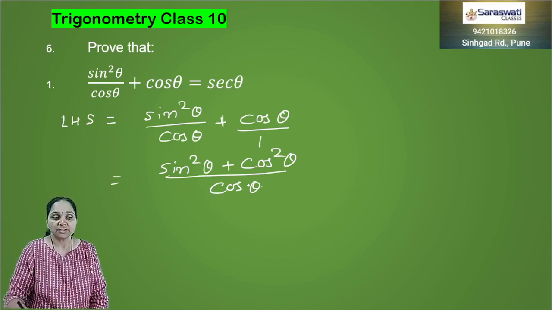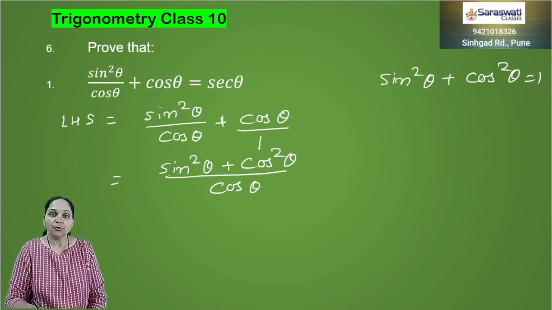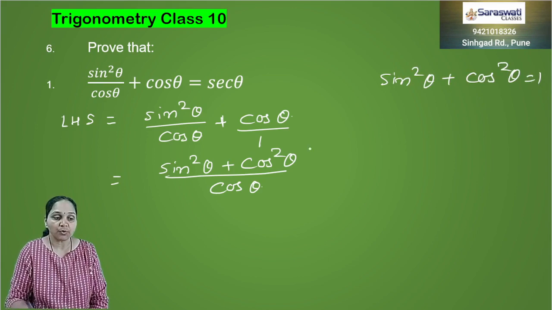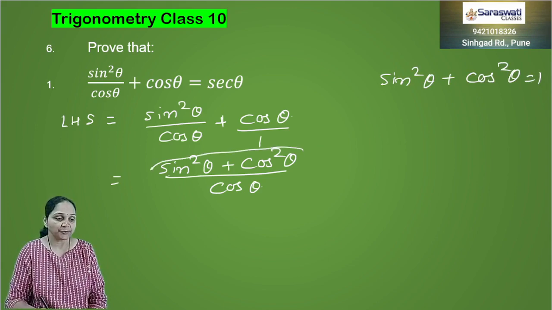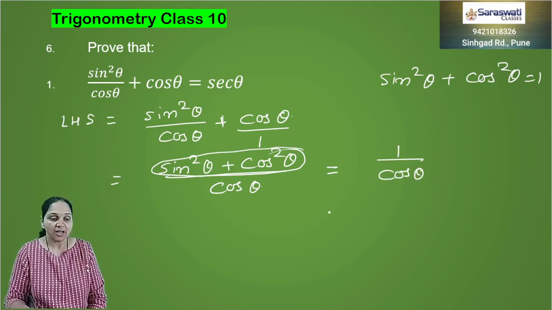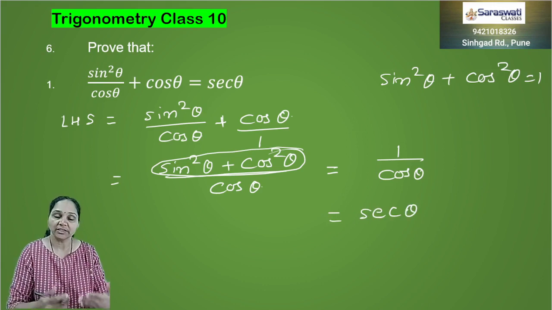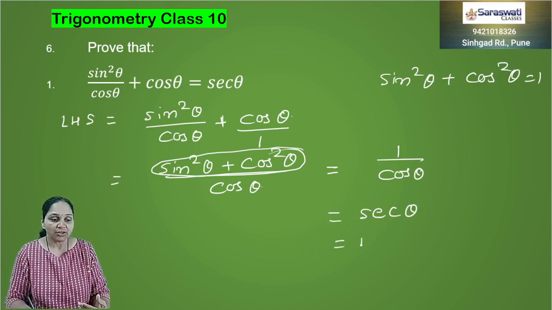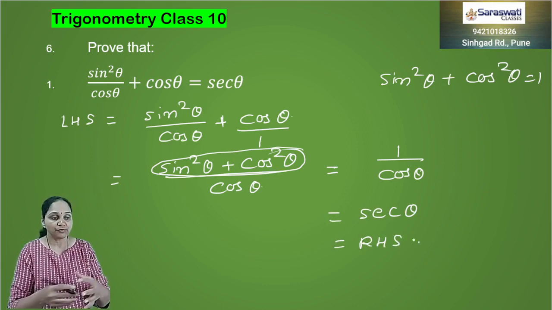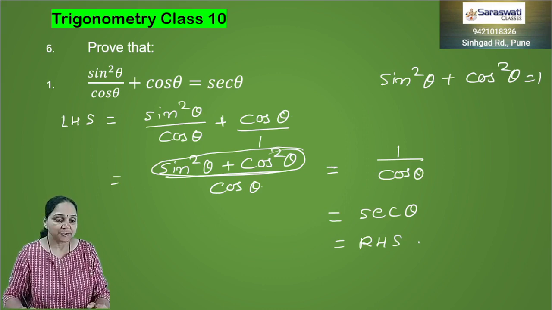And we know the first identity, that sin square theta plus cos square theta is equal to 1. So we can substitute 1 for this numerator because it is an identity, and hence it is 1 upon cos theta, which is equal to sec theta, because the reciprocal of cos theta is sec theta, and we got the RHS. So we have proved this identity. Okay, simple? Yes.